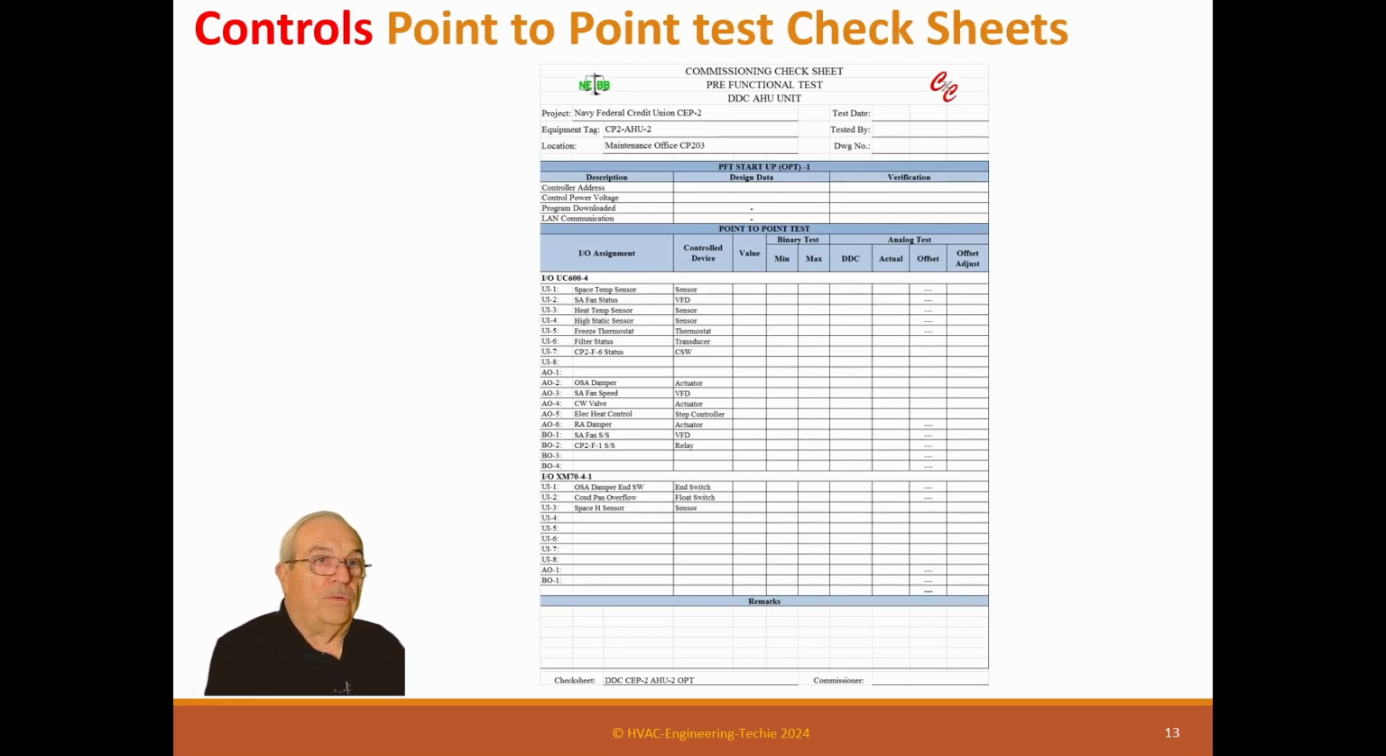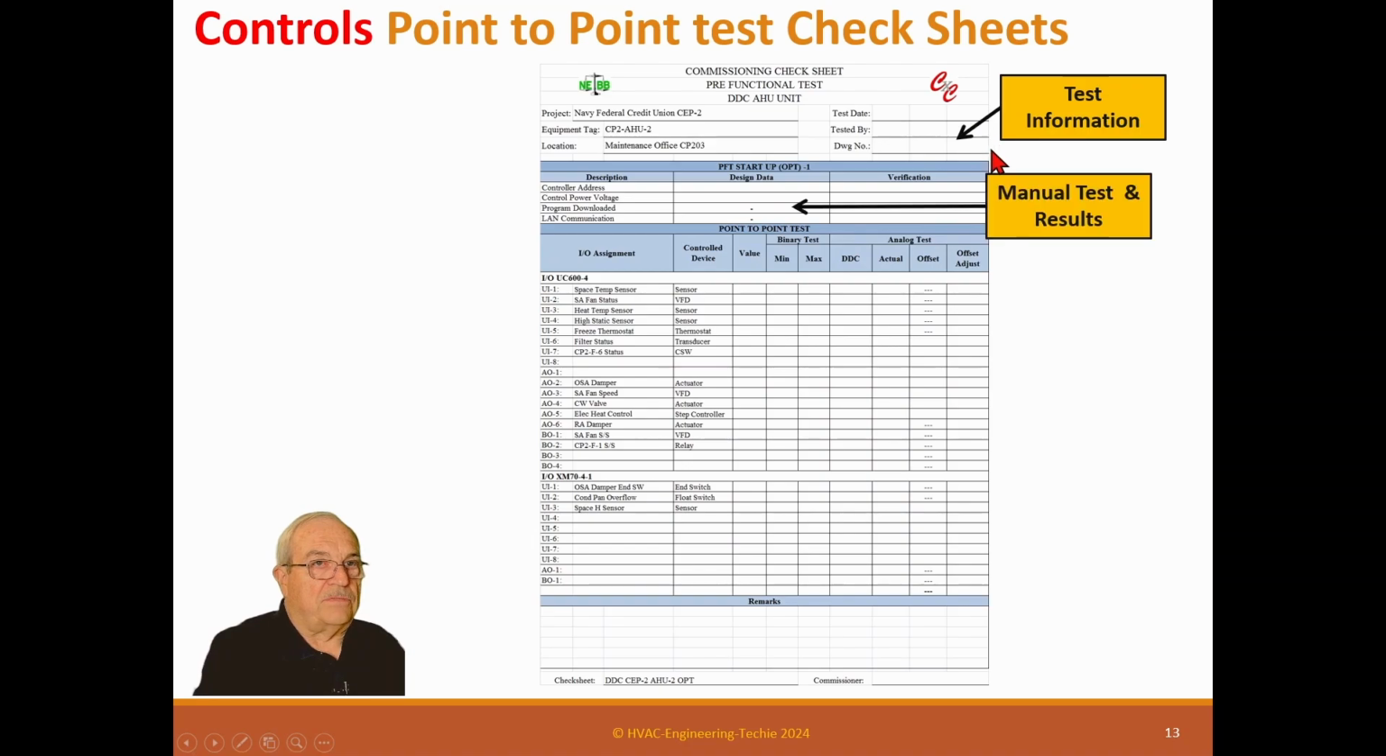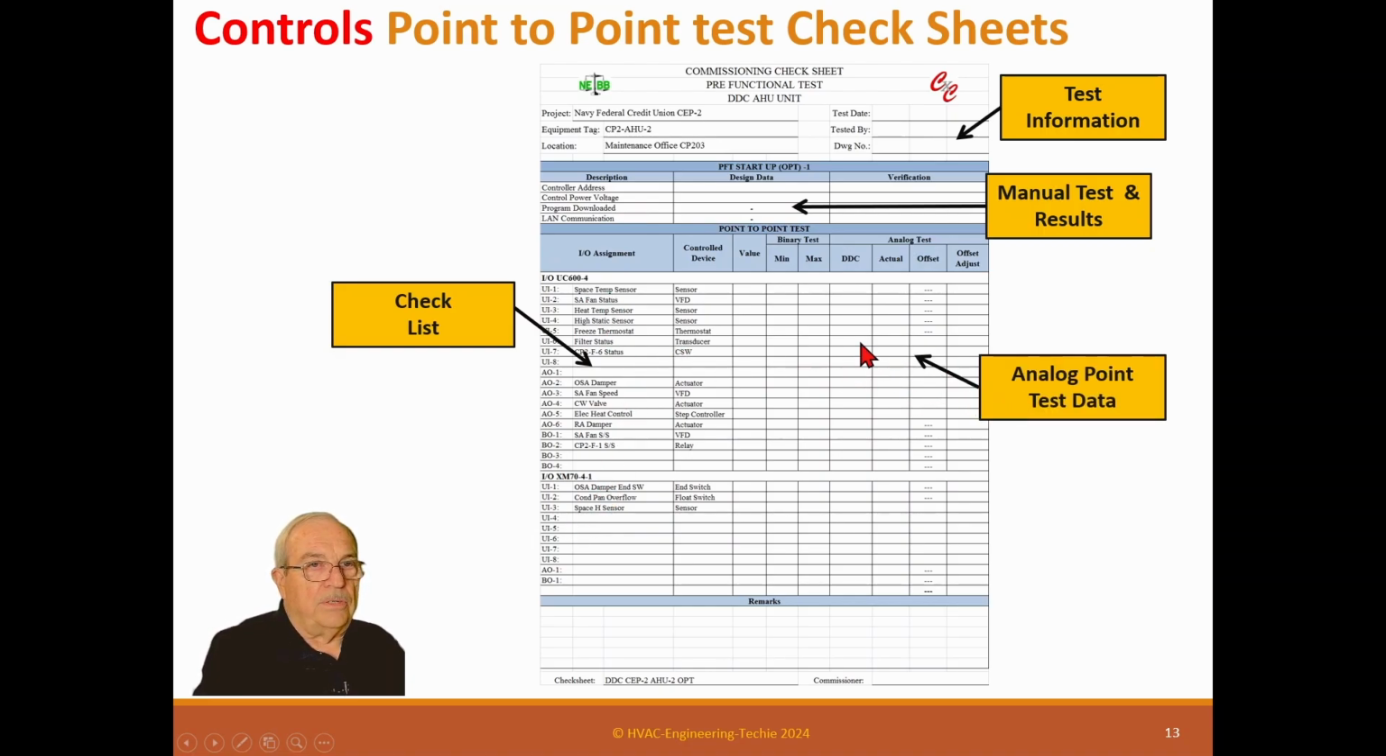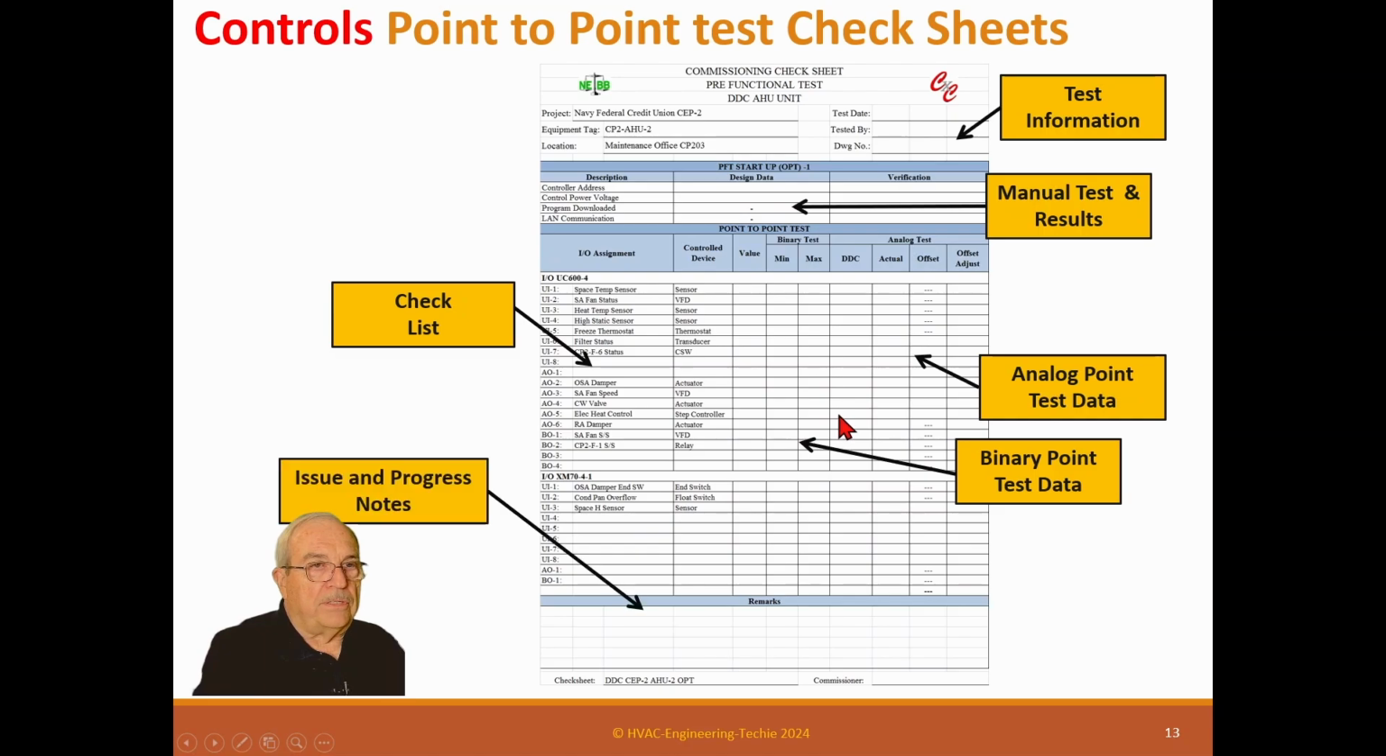This is a control point check sheet. Now, these are a little different. This is the point-to-point test. Basically it has the test information and the manual test and results. We have some manual tests up here, like prove it went on and off and things like that, prove it was staged correctly. Then we have the checklist of things we want them to check. Then this is the analog point test data, this is the binary point test data, and this is the progress and the notes down here. And of course, it has the verification signature.